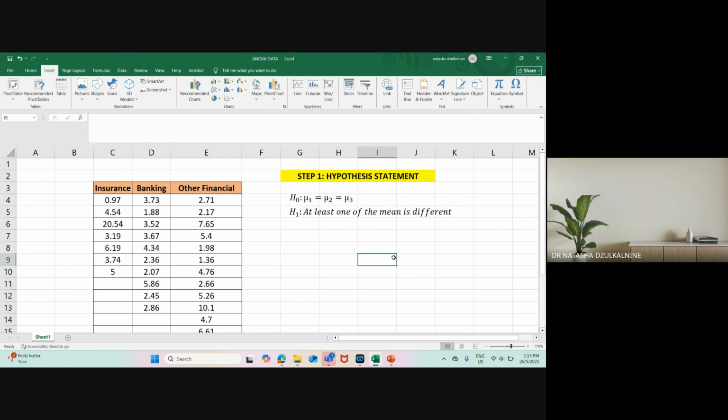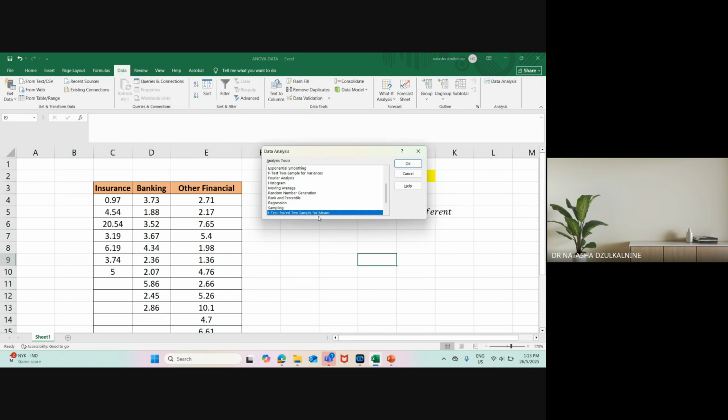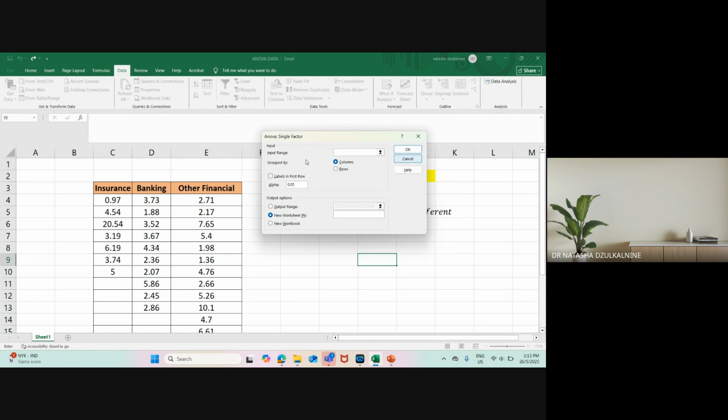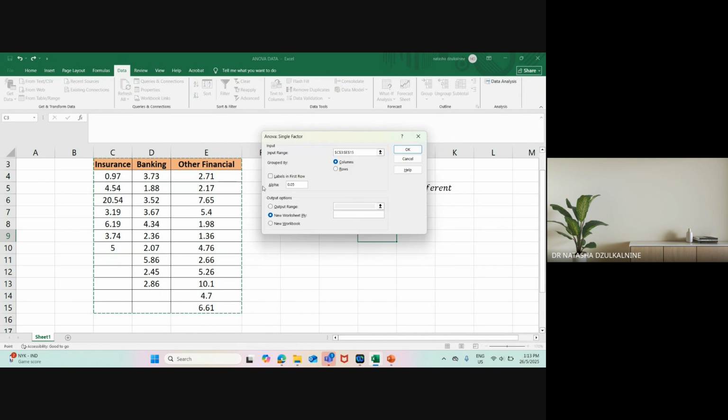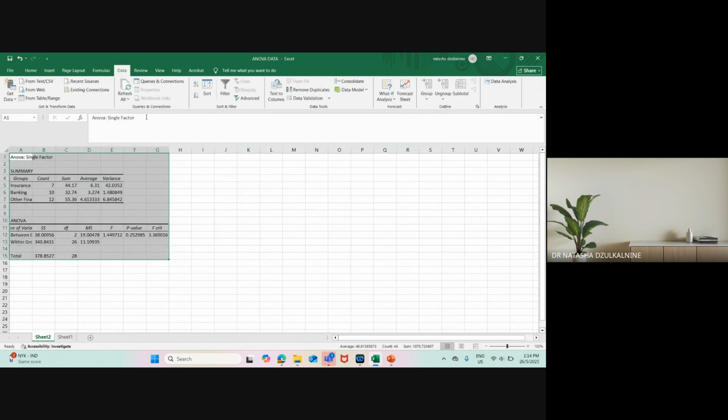For the ANOVA, we also can use the data analysis. Go to the data analysis and search for ANOVA single factor. I think this is the first one in the analysis tools. Then click OK. For the input range, highlight all the data including the label. Tick the label since we pick up the data with the label, and just click OK.